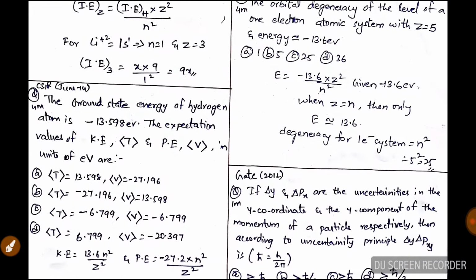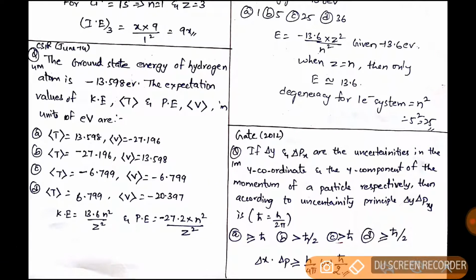And coming to the below question, it's very easy, guys. I don't know how they gave this directly. So this is a 4-mark question in June 2014 CSIR. So the ground state energy of hydrogen atom is 13.59, that's almost approximately equal to minus 13.6 electron volts. So they ask directly for the expectation values of kinetic energy and potential energy. So after giving this energy value, they have asked these kinetic energy and potential energy values.